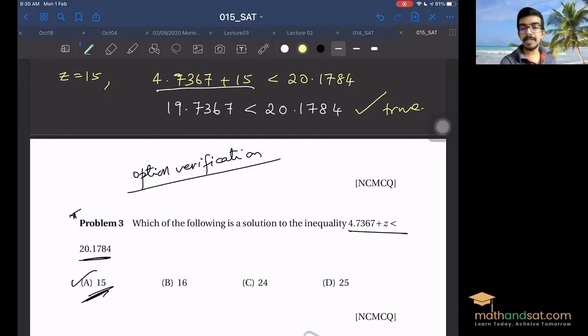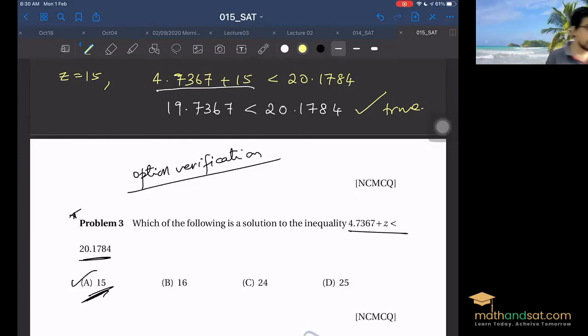You understand what I did here? I am just verifying the options. In this question, don't you think this is an easier approach? This is an easier approach, right?